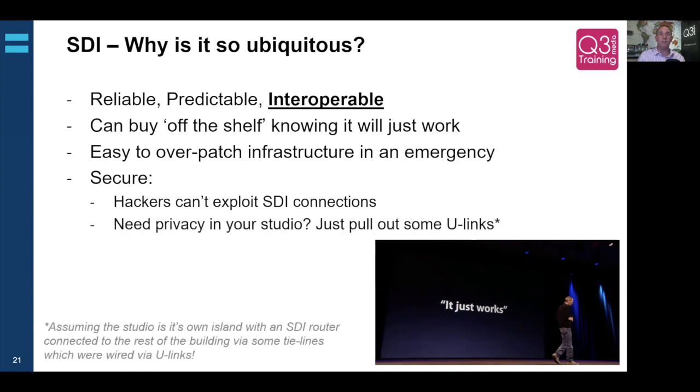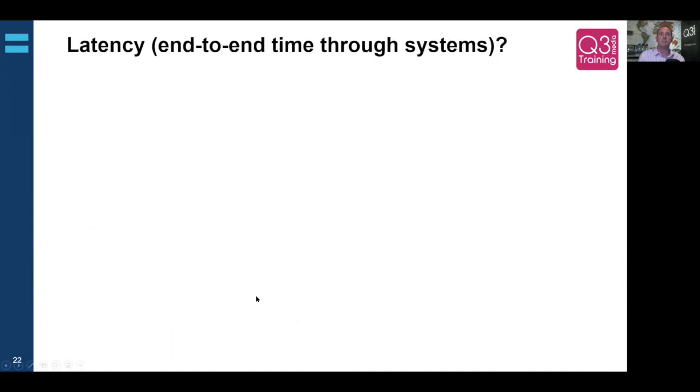So it's very straightforward. If you've got a studio system that's designed to be a small island with its own SDI router and you need some privacy, you just pull out the U-links that connect you to the rest of the facility. You've got guaranteed privacy. In an IP-based system, can you guarantee that your network is architected in such a way that your signals can't get to certain areas in the building? You can design it if you're careful, but you don't have the reassurance of pulling some wires out of a patch bay to guarantee that no one can see your signals. So that's why SDI is so liked.